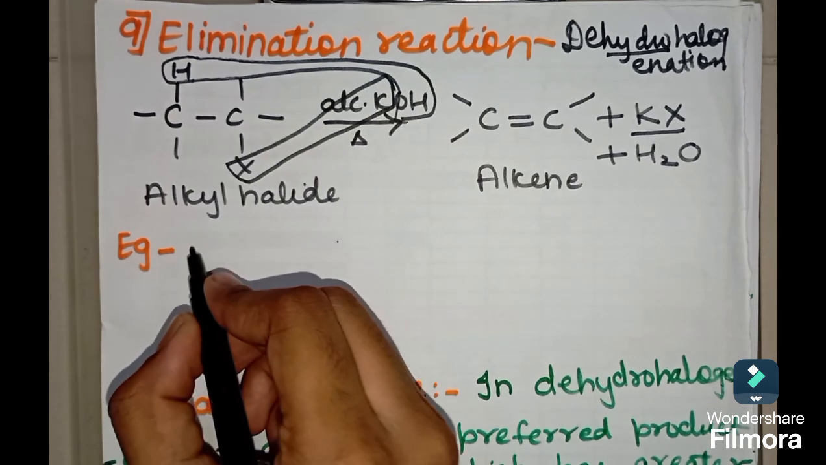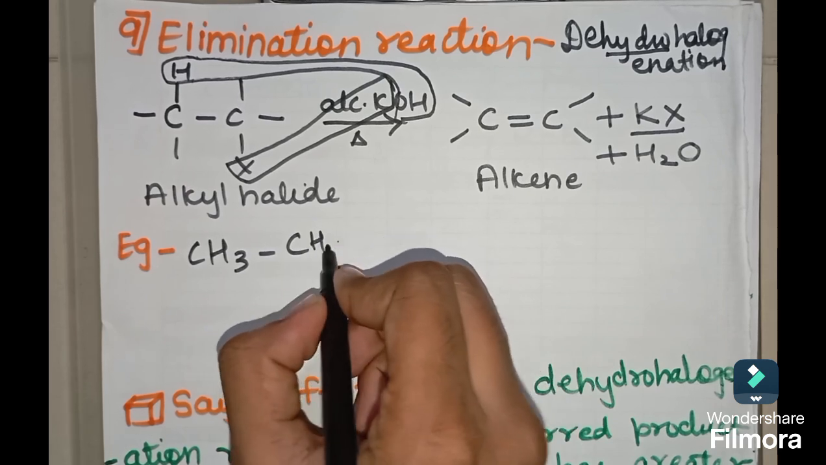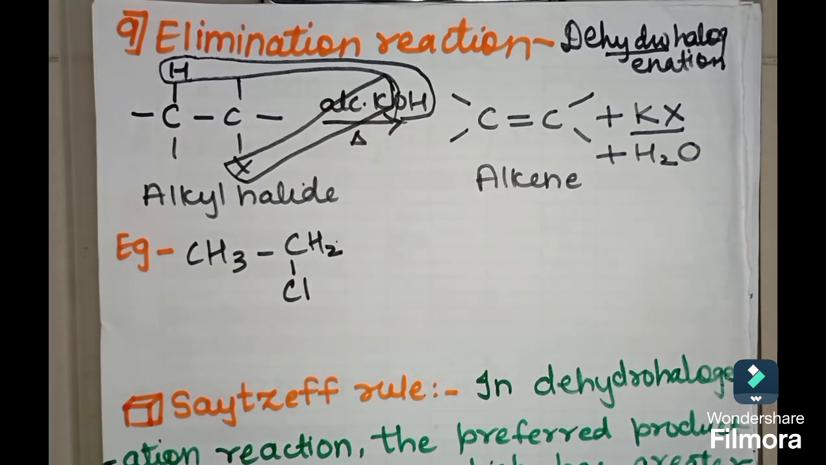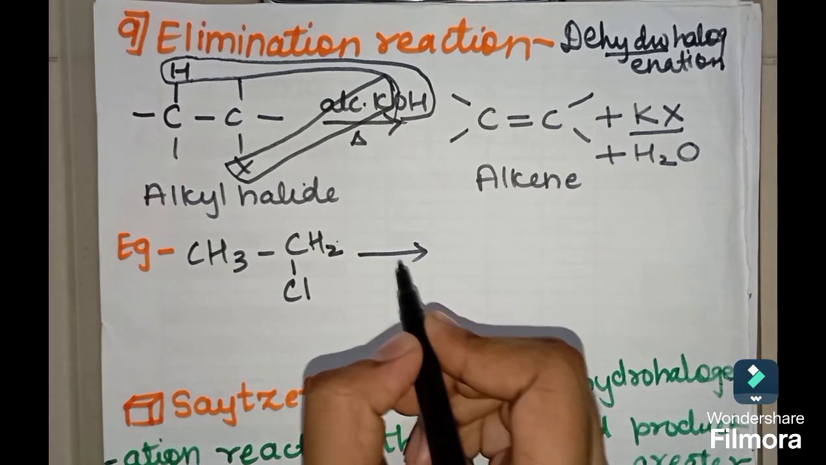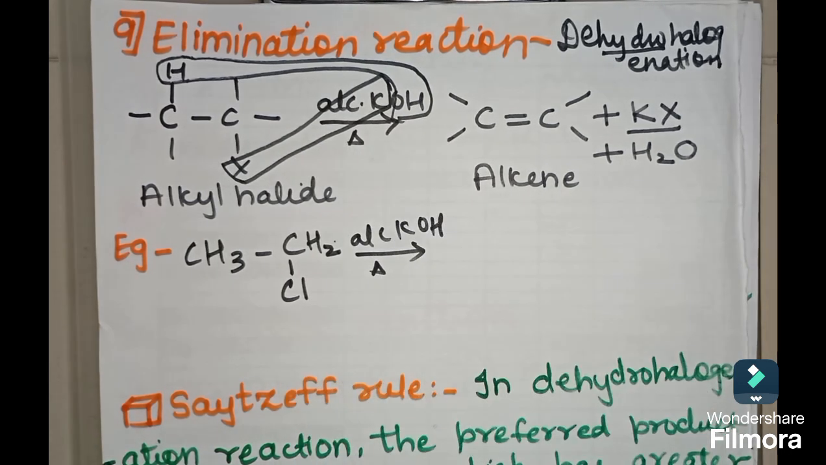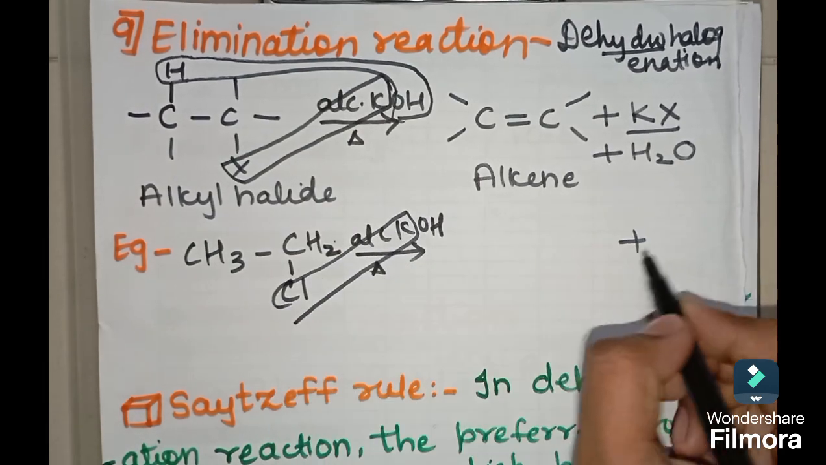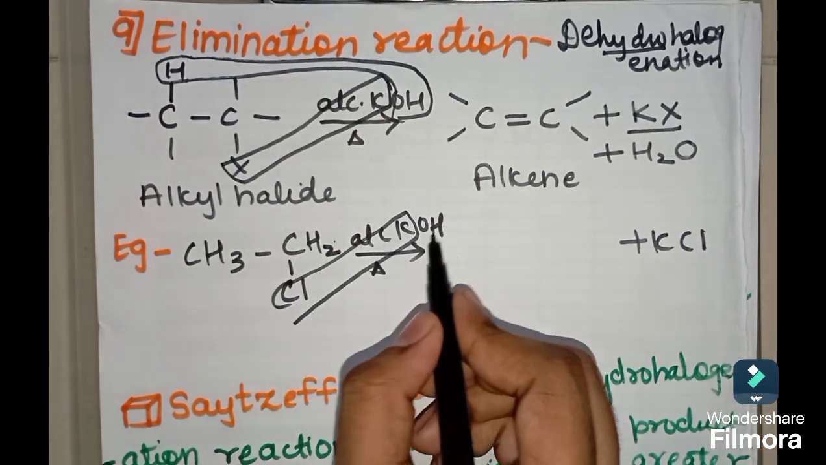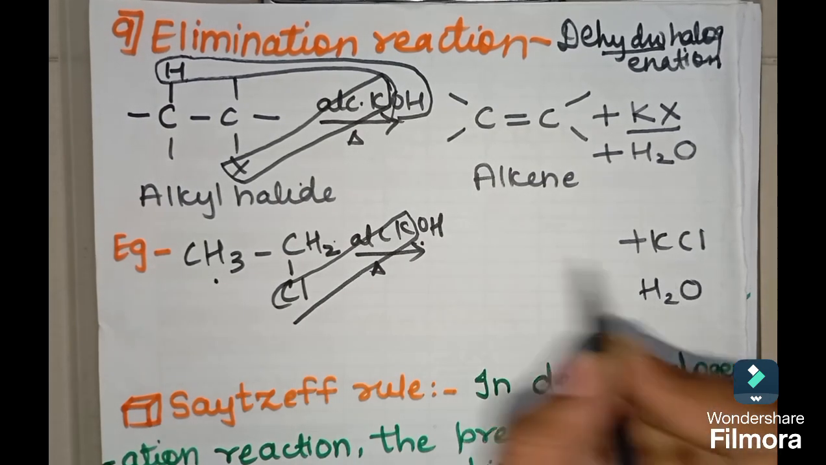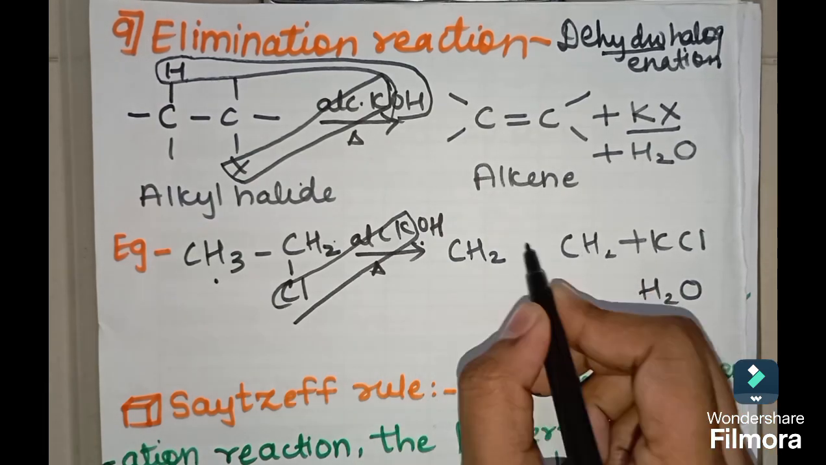We will take one simple example, CH3 CH2 Cl. Now you can guess the name, right? It is ethyl chloride. We are going to heat it in the presence of alcoholic KOH. Now you know what we have to do: we have to remove this Cl with K. It will form potassium chloride, and OH will combine with one of these H. It will form H2O. Now the resulting compound will be CH2, here CH2, and there will be a double bond.